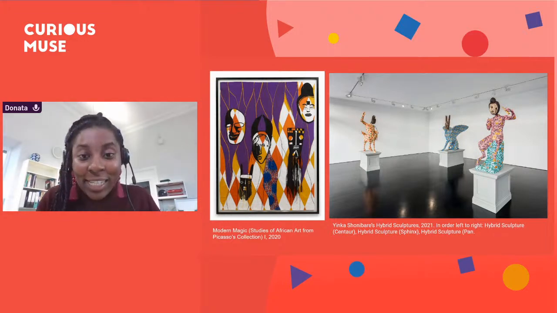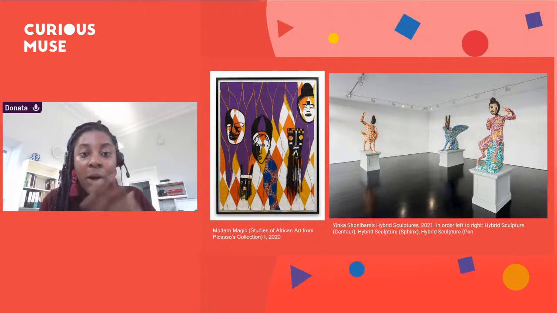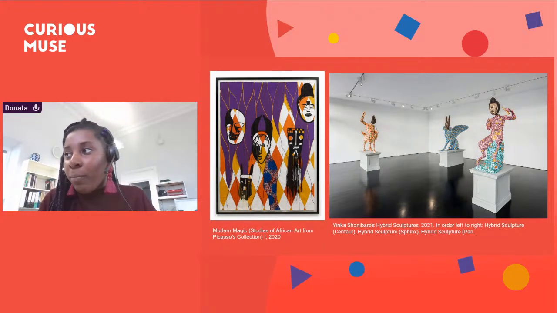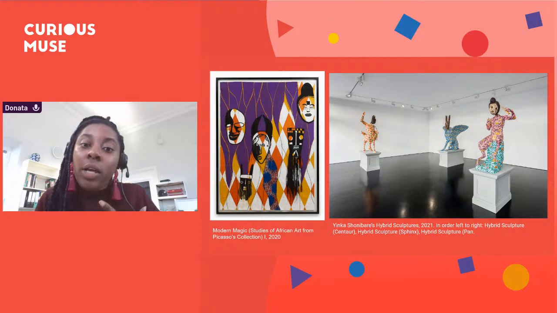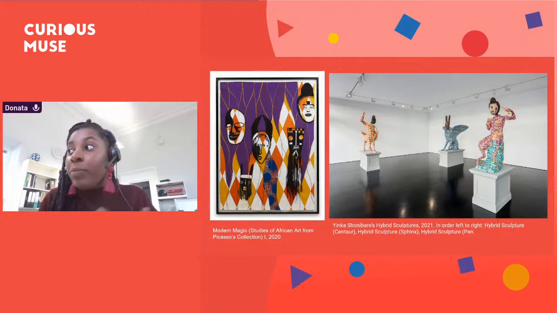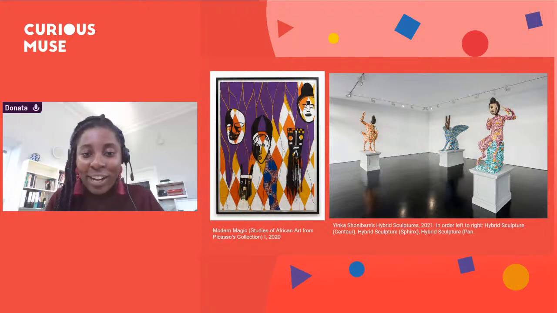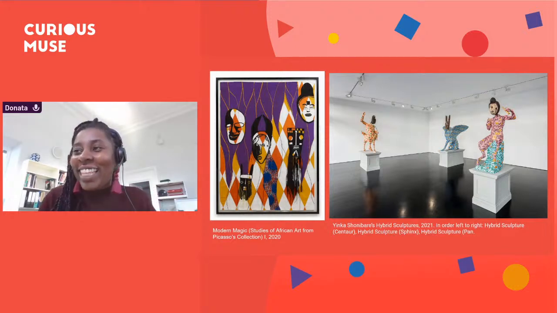And through this, he's taken the African mask, the African face, but also combined it with a different body, a sculptural body that is more familiar within the West. So he's got the centaur on the left, he's got the Sphinx, which I'd say is also North African, in the middle, and then he's got the Pan kind of trickster figure on the right.